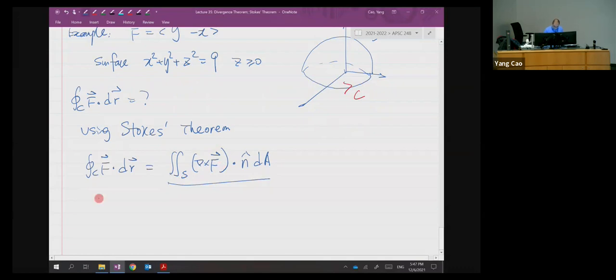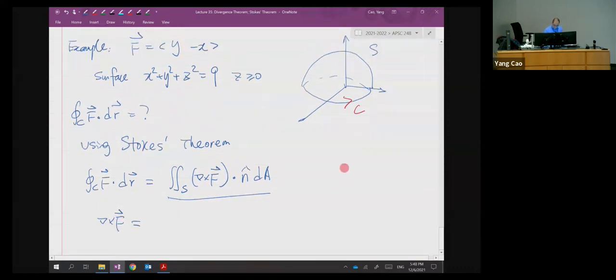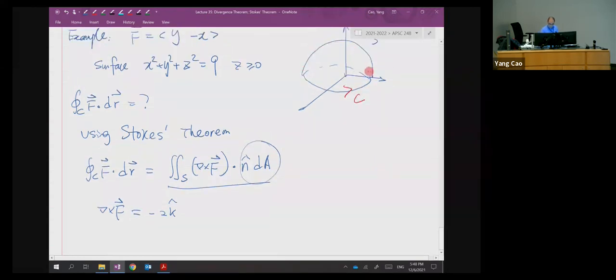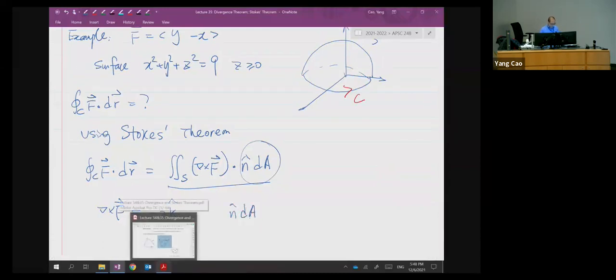To calculate the surface integral, you need to calculate the cross product first, or the curl. You've got the vector f over here. So calculate the cross product using the formula, and you'll get negative 2k hat. And the next step, you choose n hat dA for the surface integral. Because this is a spherical surface centered around the origin, we're going to choose the spherical surface formula for the surface integral.